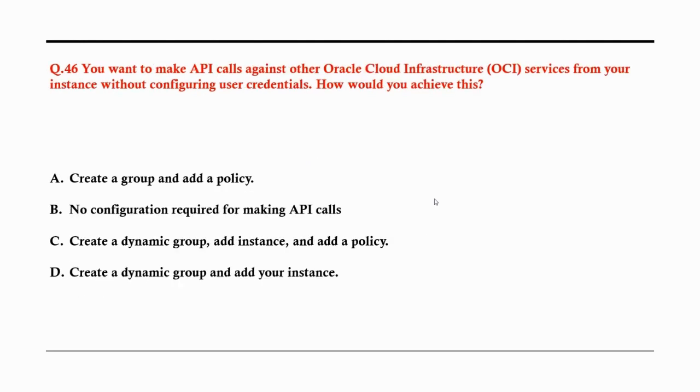Question 46. You want to make API calls against the other cloud infrastructure services from your instance without configuring the user credentials. How would you achieve this? Answer is simple. You have to create a dynamic group for this. So you have to create a dynamic group, add an instance and add a policy. The correct answer is answer C.